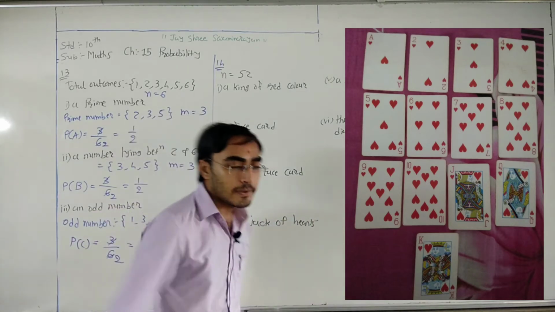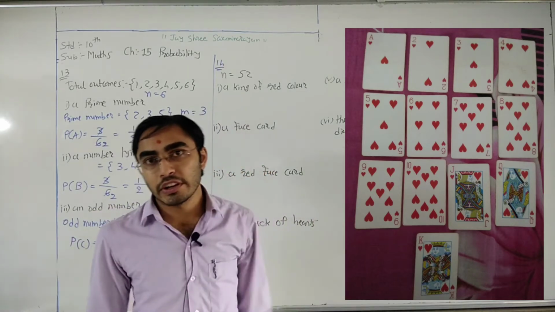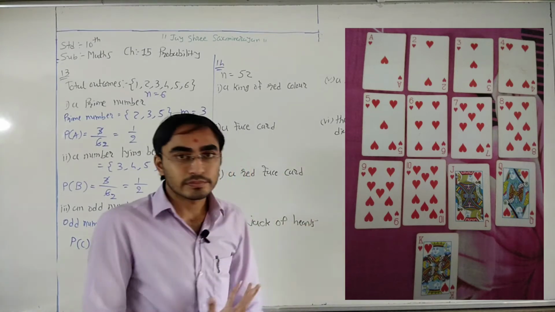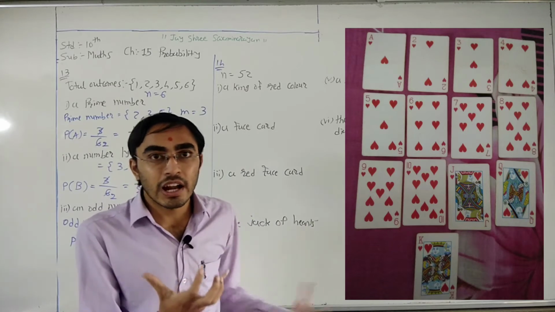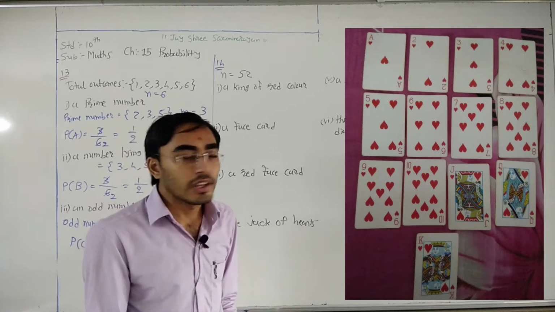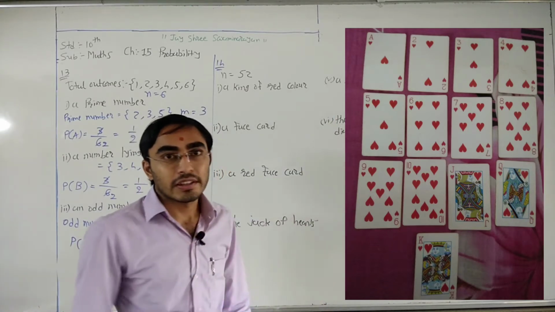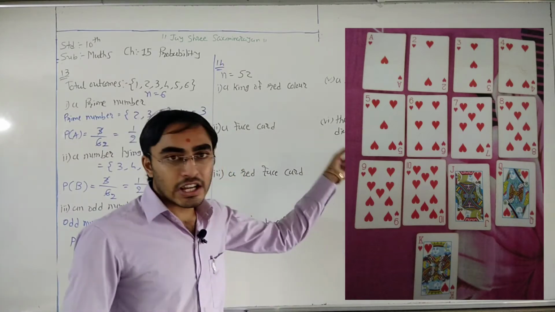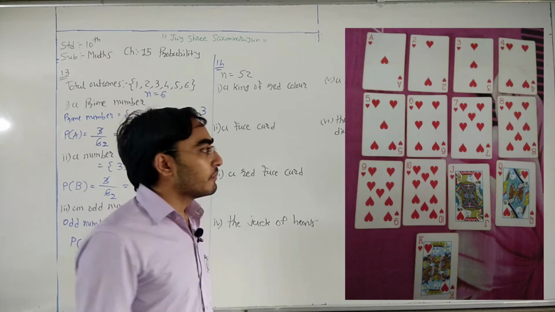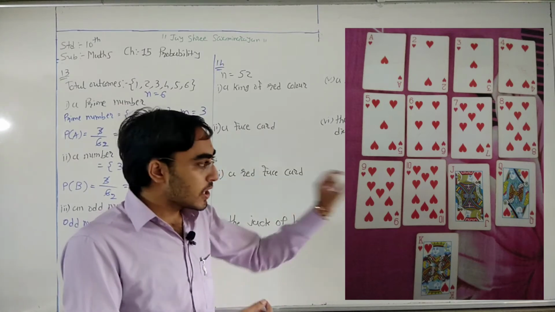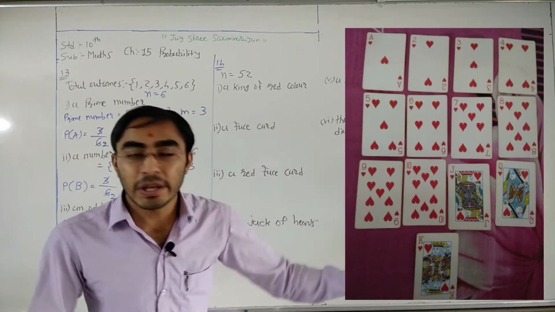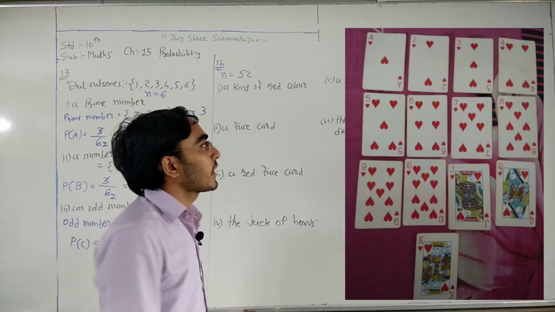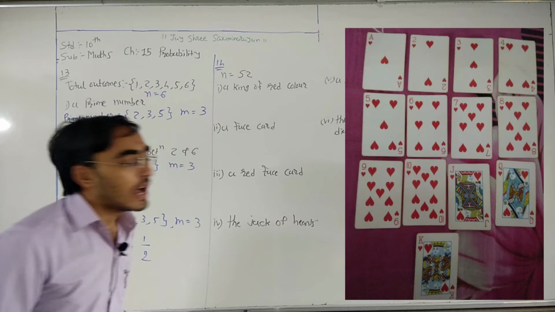Okay, one more thing here. How many face cards are there? Face card, that means a card in which we can see the face. So if you look at this, then here three face cards are there: Jack, Queen and King. We can see the face of Jack, Queen and King only, so those three are called face cards. Okay, this is the heart.